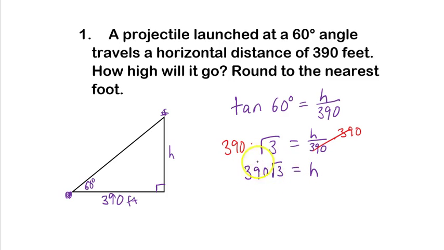Now, you may have problems where they leave the answer with a radical, but in this case it tells us to round to the nearest foot. So I'm going to type that in my calculator, and when I type that in, I get 675.49. And they tell us to round to the nearest foot. Now you could make the argument, because it's a 0.4, we would round down to 675, or you could make the argument, since it's 0.49, that would round to 0.5, and then you would round up. So I'm okay with either way.